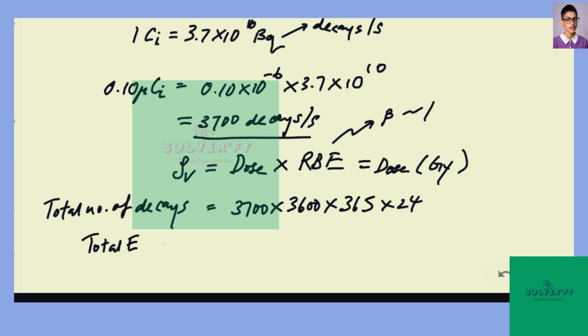The total energy that is being produced by all these decays, we are given that each beta particle has 1.4 MeV. So we take the total number of decays multiplied by 1.4 MeV. Right, so this is actually 1.17 times 10 to the power 11.